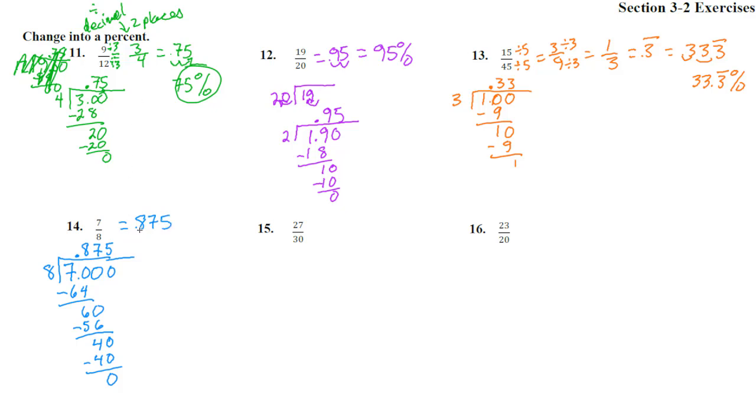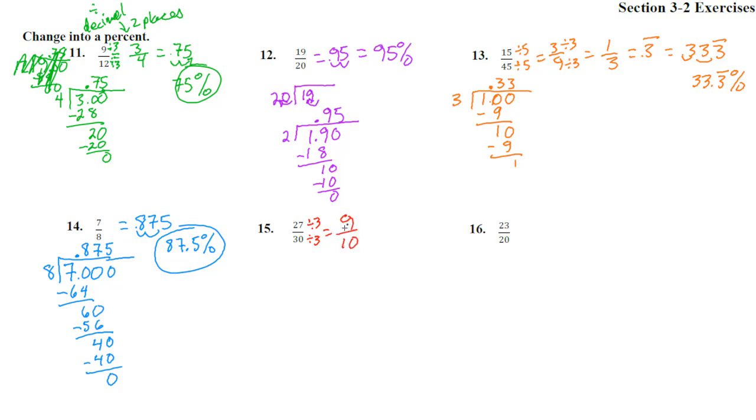That's the decimal. Now we've got to go 2 places. So it is 87.5%. Yeah, so 7 out of 8, that would be like a B+. Good. Number 15. 27 out of 30. Oh, wait, can we simplify it at all? This is divided by 3, divide by 3. Yes, we can. That's 9/10.